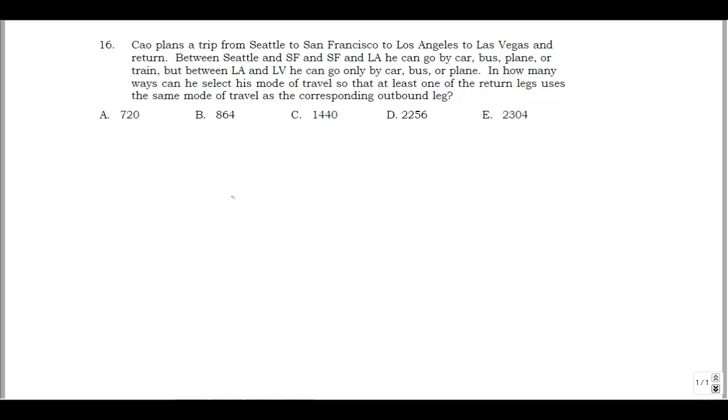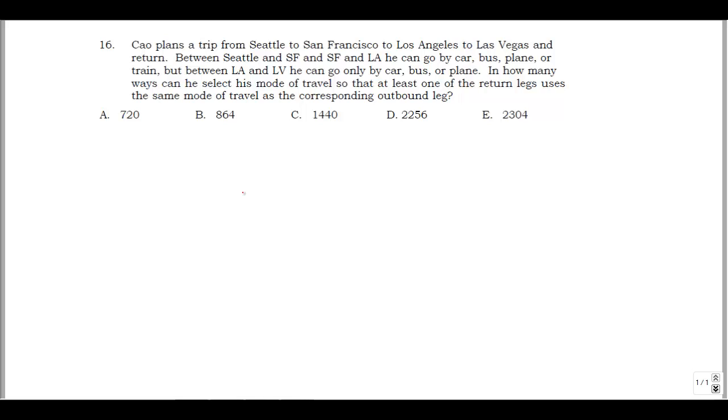This is problem 16 from the spring 2015 AMATYC Student Math League's math contest. It says Cal plans a trip from Seattle to San Francisco to Los Angeles to Las Vegas and return. Between Seattle and San Francisco and Los Angeles, he can go by car, bus, plane, or train. But between LA and Las Vegas, he can go only by car, bus, or plane.